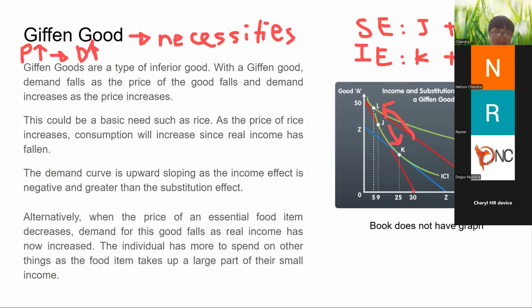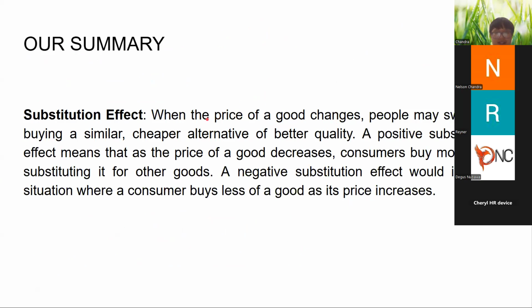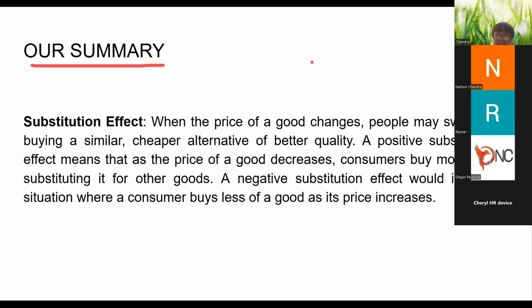Okay, so this is the summary. The substitution effect is when the price of a good changes, people will always switch to the cheaper alternative. In that case, when the price of good X is cheaper, people will always buy more good X.